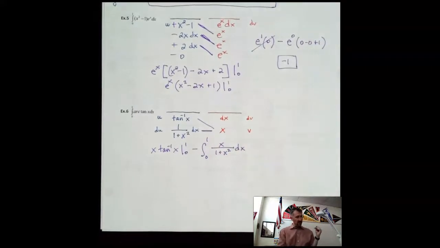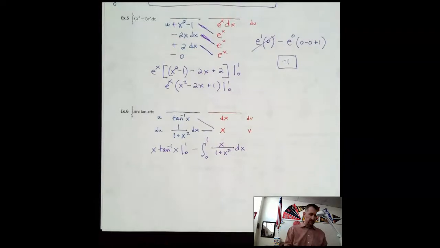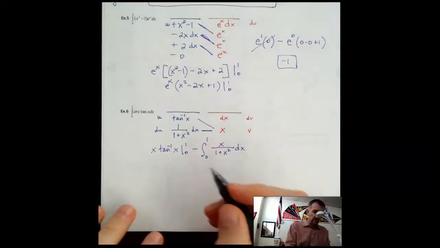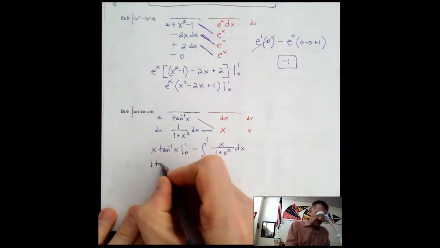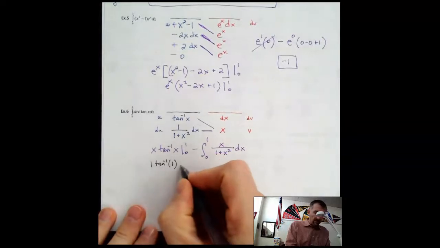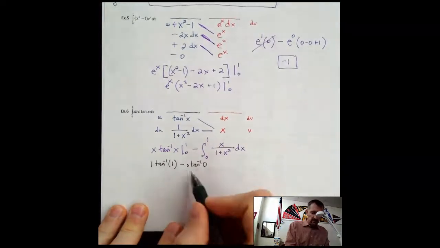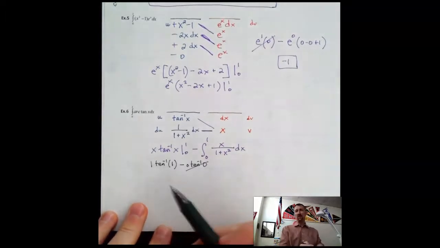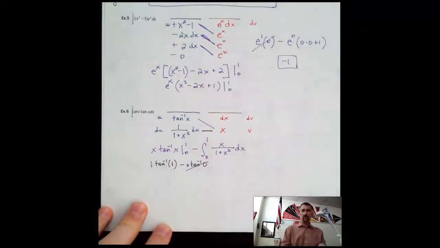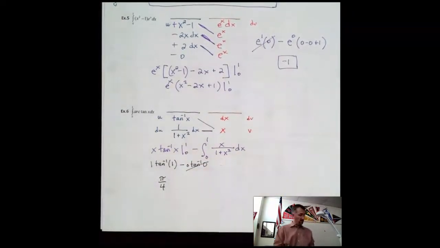Okay, so now we need to do something with this. We can also deal with this at the same time, or not at the same time, whatever. So if we plug in a 1 there, we would have 1 times the inverse tangent of 1 minus 0 times the inverse tangent of 0. Well, 0 times, that's going to be 0. Okay, now if we think about the inverse tangent of 1, the tangent of what angle gives us 1? That's pi over 4. So that is going to be pi over 4.